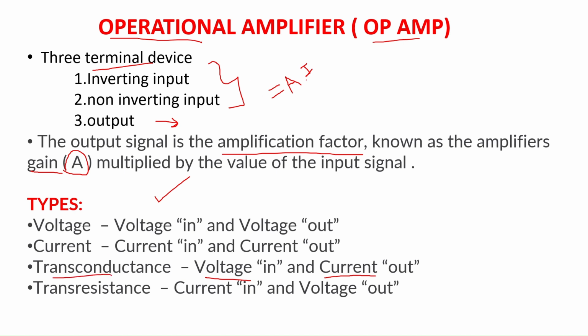If the input is current and the output is voltage, then the op amp is called a transresistance operational amplifier. Transresistance is when the input is current and the output is voltage. Transconductance is when the input is voltage and the output is current. So these are the four types of operational amplifier.